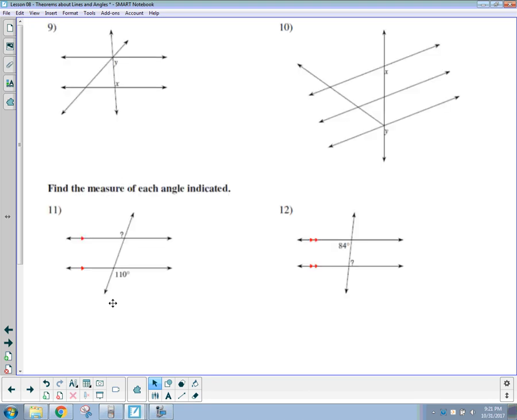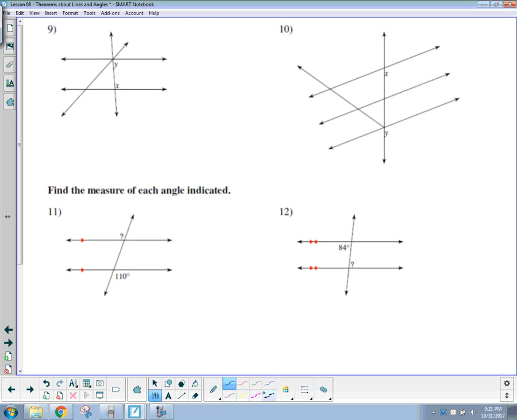If this is 110, that means, where's my marker? That means this is 110 because of corresponding angles. And because of vertical angles, that makes the question mark 110. Alternate interior angles makes this 84.